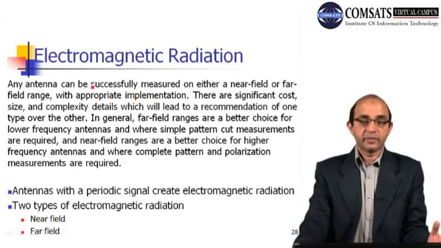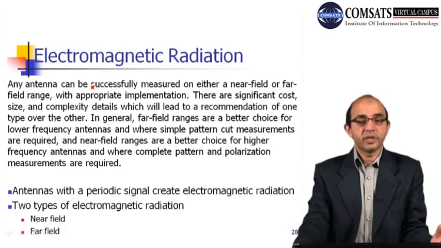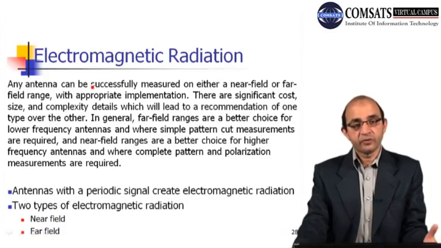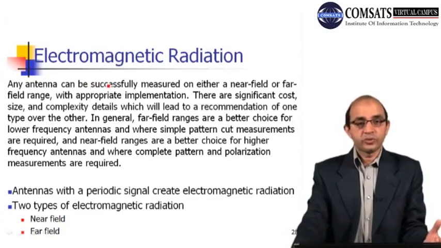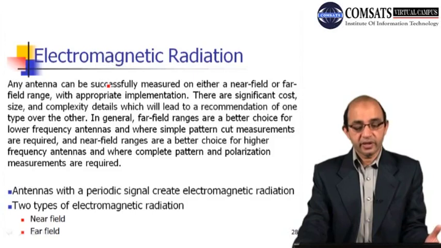Because we don't want our communication system to operate using an antenna that has high cost, and of course the size is also one of the important factors, and the complications involved when we are talking about transmission and reception, right? So one of the important factors is the near field and the far field. In general, the far field ranges are a better choice for lower frequency transmission and reception, right?